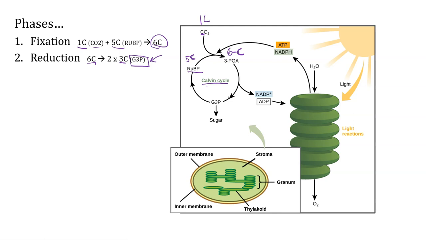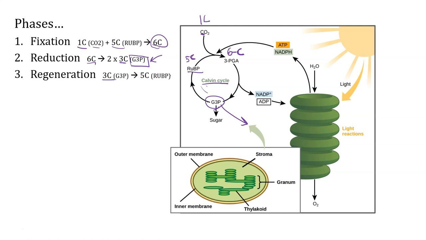And the answer is that it takes several turns of this to make two of these that can then be expended to make a sugar molecule. So we're making two of them. One of them will leave, and then the whole cycle will begin again, and then another one will leave, and then the whole cycle will go again, and then another one will leave. And always one stays behind, because that is going to have to then be what's known as regenerated.